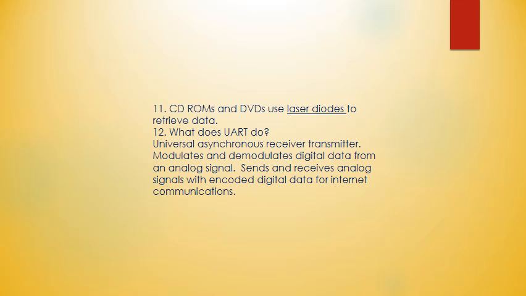12. What does the UART do? That's UART, which is a part of the modem. It's the Universal Asynchronous Receiver Transmitter. That's what UART means. And it modulates and demodulates the digital data from an analog signal. And also it sends and receives analog signals with encoded digital data for internet communications.